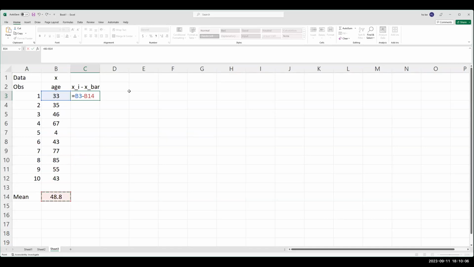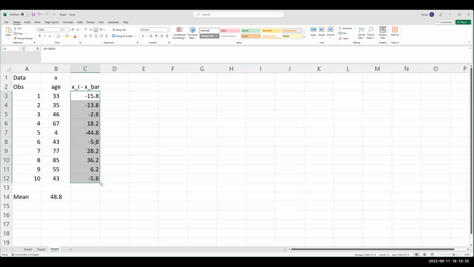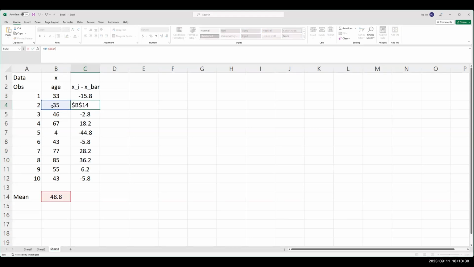So that is equal to xi minus the mean. And I want to scroll this formula down, so I have to anchor the mean. And remember how to anchor? Press $B$14. So then if I copy and paste the formula down, I'm going to use the little square. And check each one. Yeah, it uses this minus that. Check one down here. This minus that. Yep, did it correctly. So these are xi minus x bar.